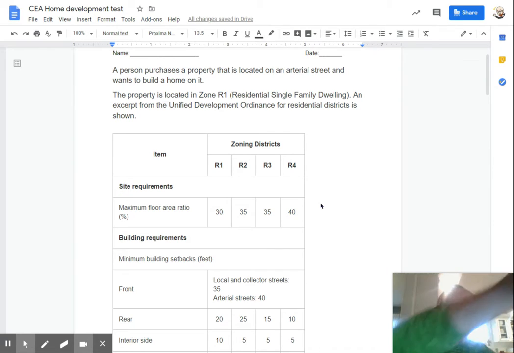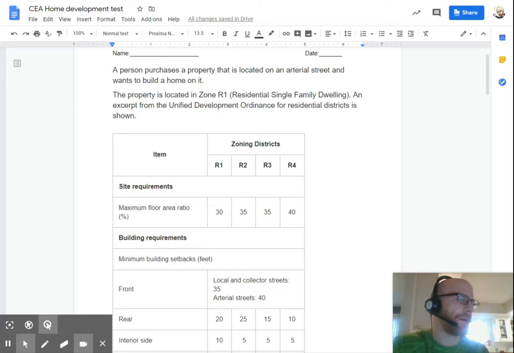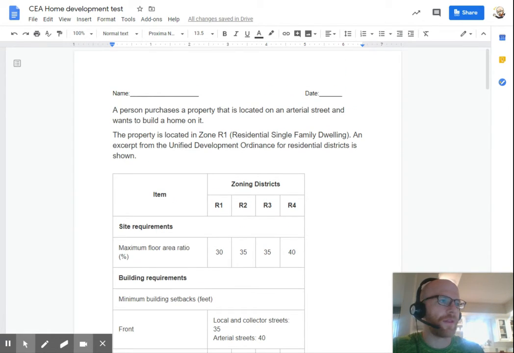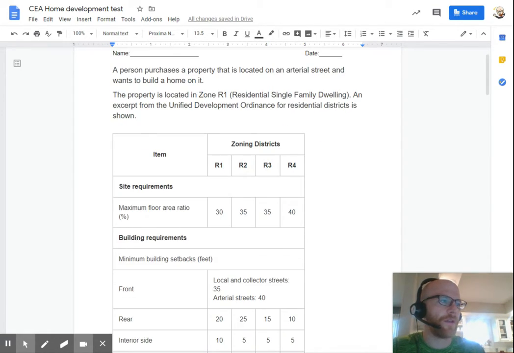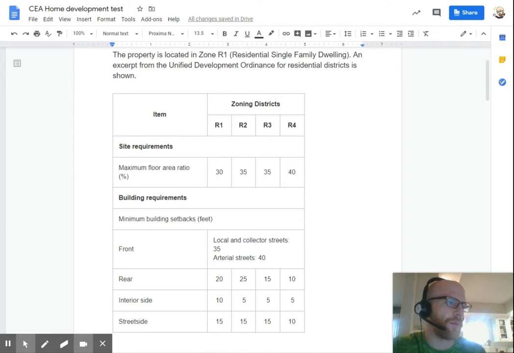I'm going to go over the home development test questions. There are 5 of them. We'll start out with the zoning questions. We'll just go through them one by one.